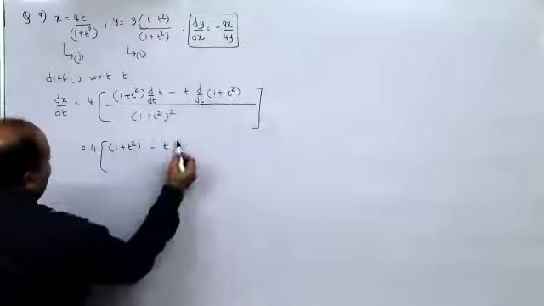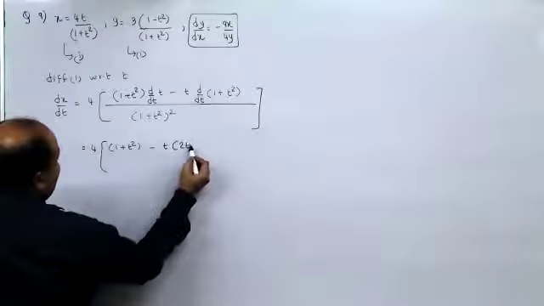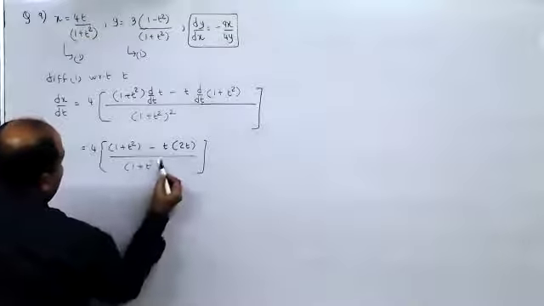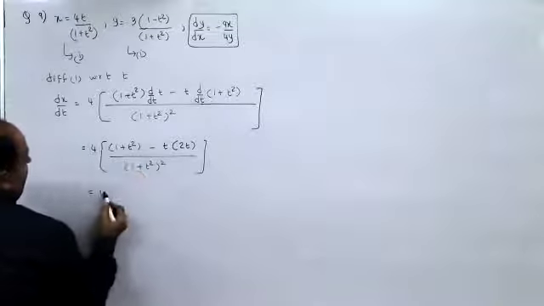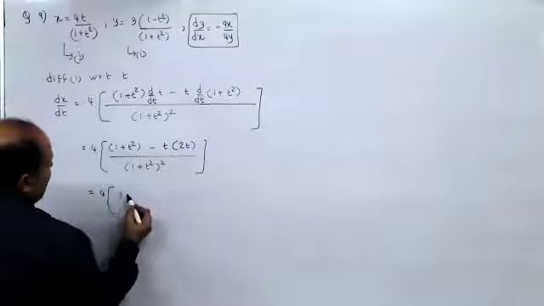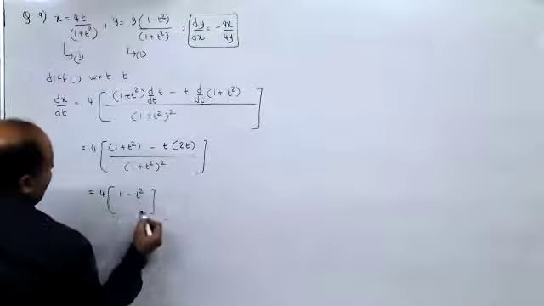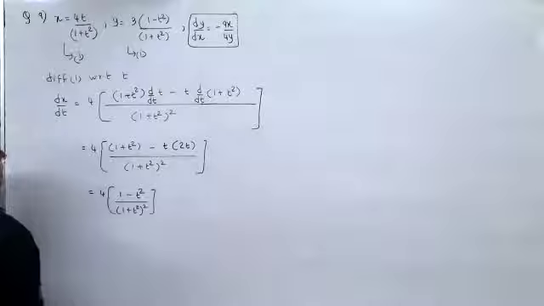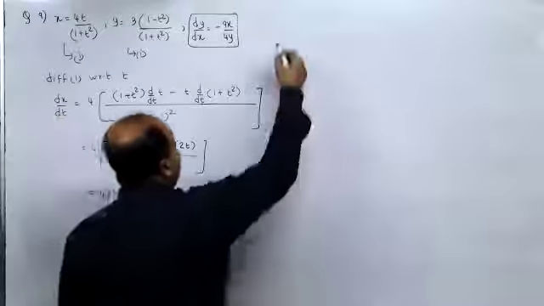So this would be t. What is the derivative of 1 plus t square? It is 2t upon 1 plus t square. So here 4 into 1 plus t square minus t square into 2t is 1 minus t square upon 1 plus t square the whole square. Now this is dx by dt.